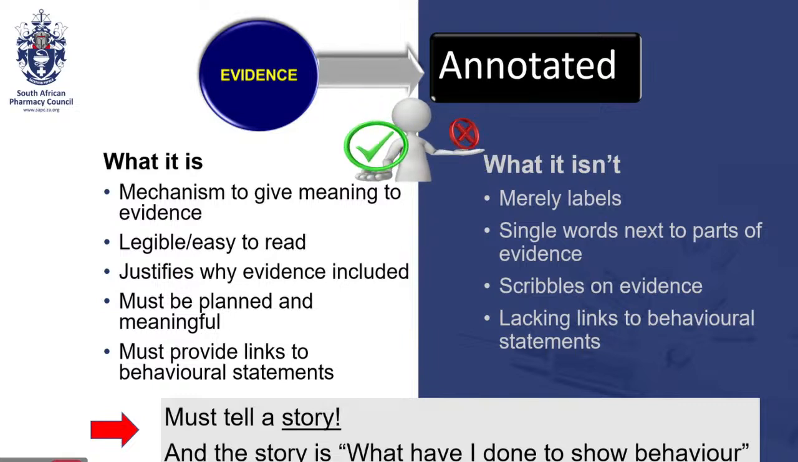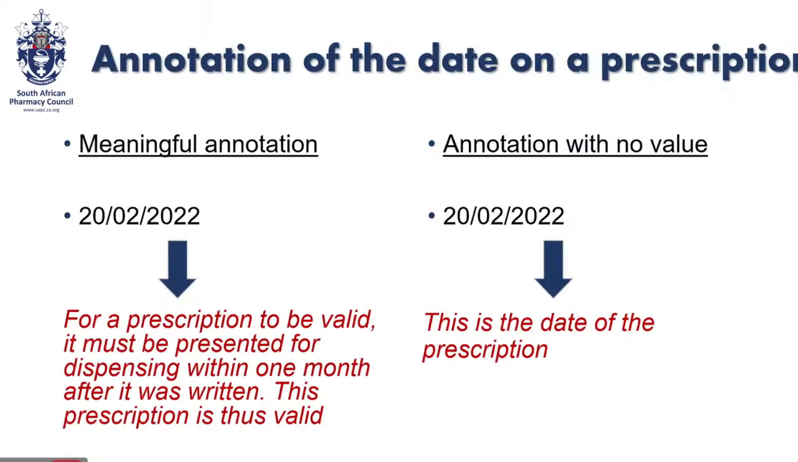You need to show us that you're now able to do something, that you are able to achieve the behavioral statements. Annotation isn't merely labels, it's not single words, it's not scribbles, and it should not lack links to the behavioral statements. So if we look at this, for example, we see a lot of interns, if they evaluate a prescription, they will say, this is the date. That is an annotation with no value because everybody can see it's a date.